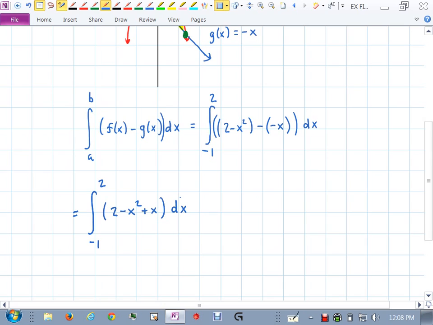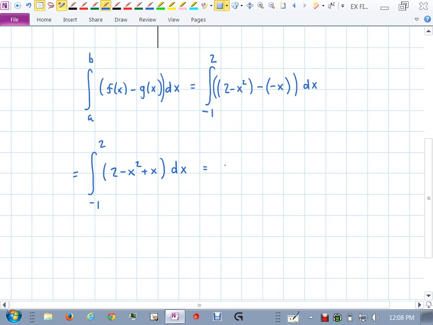And so now, it's pretty clean to carry this one out, right? Since it's the first exam, I'm going to take it the whole way. But from here on out, we'll usually stop right here, and I'll say, and then you could do the rest. So the antiderivative here would be 2x minus 1/3 x cubed plus 1/2 x squared. We don't need the constant of integration because it's a definite integral, so negative 1 to 2.